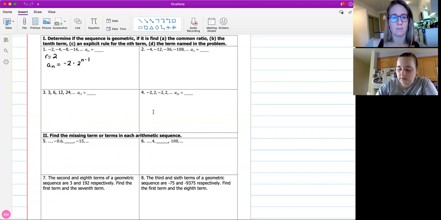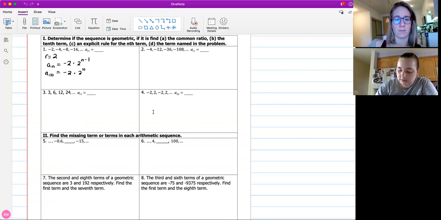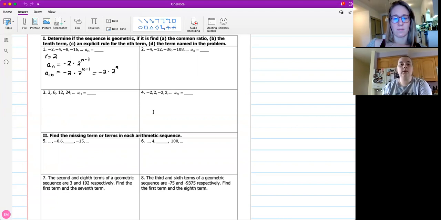Okay, so our 10th term is going to be -2 times 2 to the 10 minus 1, which is going to simplify to -2 times 2 to the 9th. I'm going to use my calculator because I don't know what those are off the top of my head. And that's going to end up being -1024.